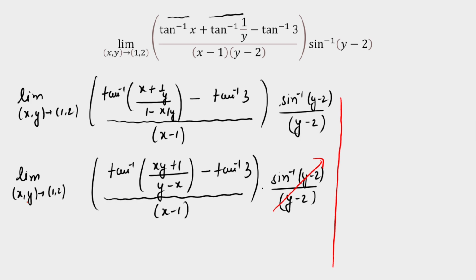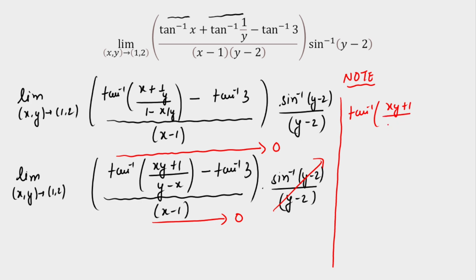Now let's check the left hand side part. If x is tending towards 1 and y is tending towards 2, this part should be tending towards 0, because numerator should tend towards 0 and denominator should also tend towards 0. And yes, the denominator is tending towards 0. There's a note you should write here. This is very important: if the denominator is tending towards 0, in order for the limit to exist, the numerator should also tend towards 0. That means here tan inverse of (xy plus 1) upon (y minus x) should be equal to tan inverse of 3.